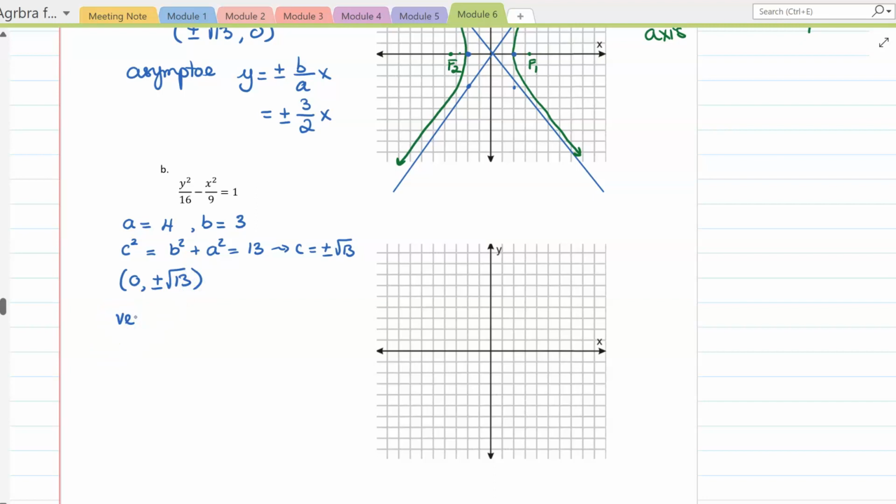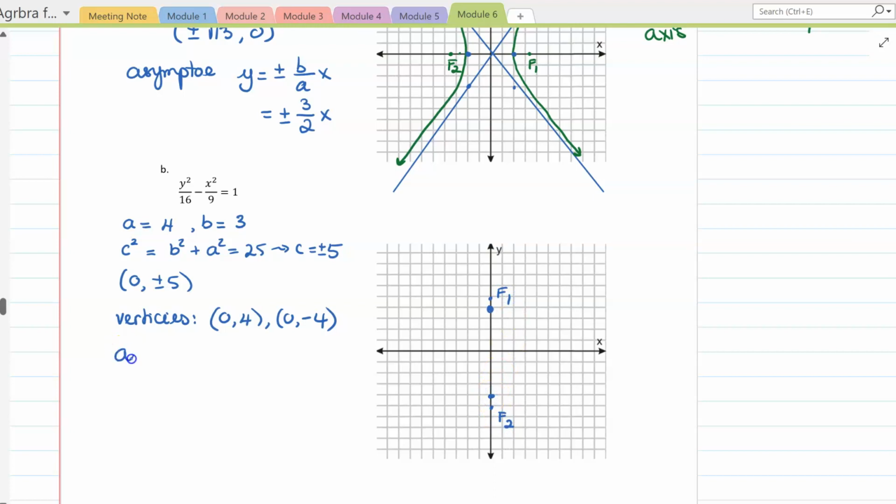The vertices are 0, 4 and 0, negative 4. So first vertex, second vertex. b squared plus a squared, that's 16 plus 9, that's 25. So c equals plus or minus 5. So the two foci are plus or minus 5 on the y-axis. So here's focus 1, here's focus 2, and here's the vertex.